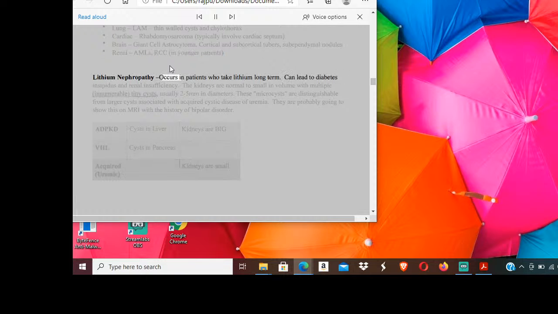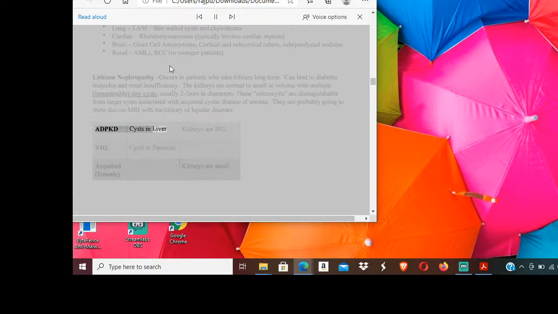Lithium nephropathy occurs in patients who take lithium long-term. It can lead to diabetes insipidus and renal insufficiency. The kidneys are normal to small in volume with multiple, innumerable, tiny cysts, usually 2 to 5 millimeters in diameter. These microcysts are distinguishable from larger cysts associated with acquired cystic disease of uremia. They are probably going to show this on MRI with a history of bipolar disorder.